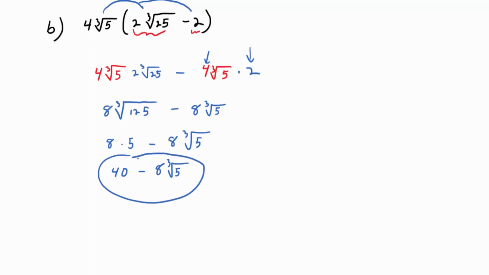Everybody agree with that? Is there a way to check your answer on these numerical ones? You bet. Just in your calculator, type in the equivalent of the given problem, and then type in 40 minus 8 times cubed root of 5 and see if they're the same decimal. They better be, or you did something wrong.